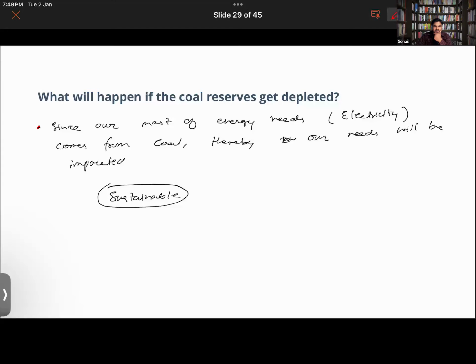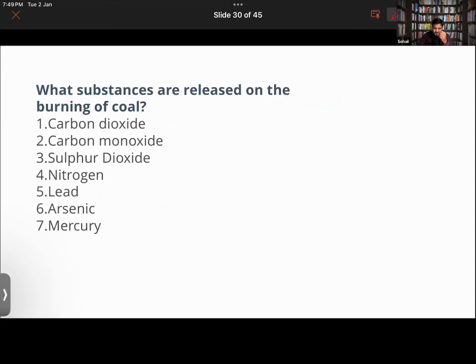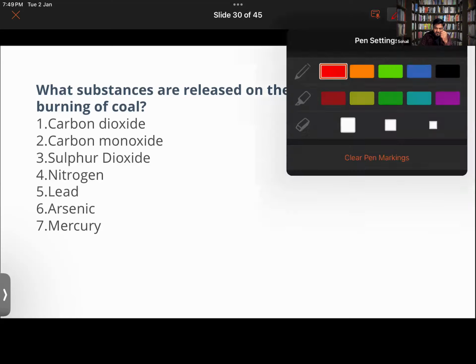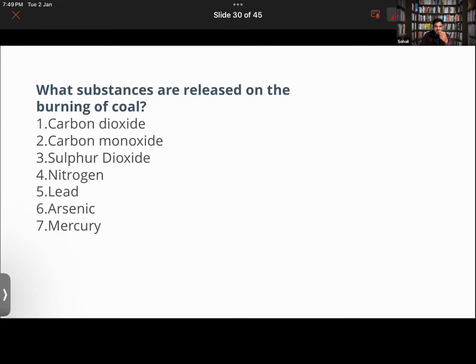All right, now. What are the substances released on burning of coal? These are the substances. At least remember some of them: carbon dioxide, carbon monoxide, sulfur dioxide, nitrogen, lead, arsenic, and mercury. That is CO2, SO2, N2, lead is Pb, arsenic, and mercury is Hg.